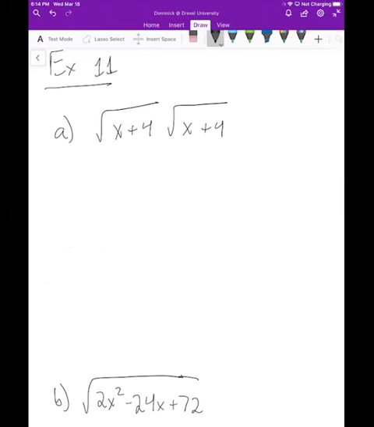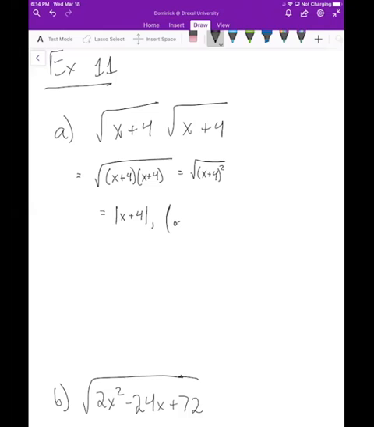So one way you can think of this, of course, is that this is square root of x plus 4 times x plus 4. And of course, that's a square root of x plus 4 squared, right? Now, in this case, you can think of it as the square root and the square undoing each other. And of course, this would give you an absolute value of x plus 4.